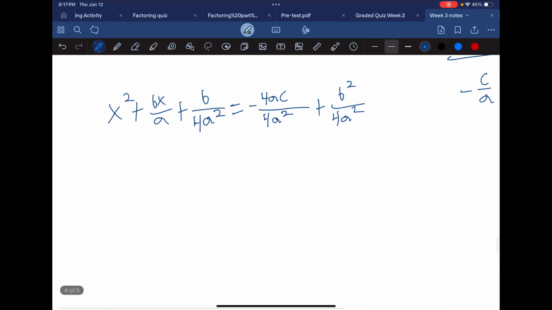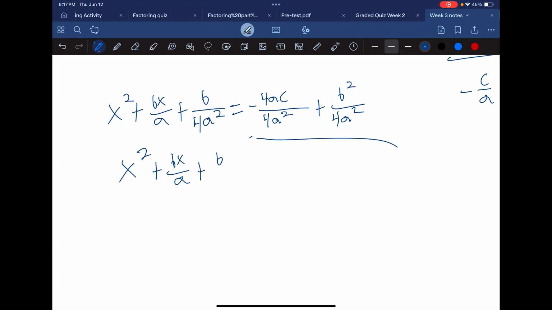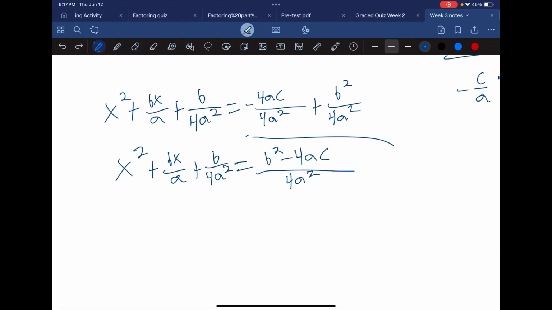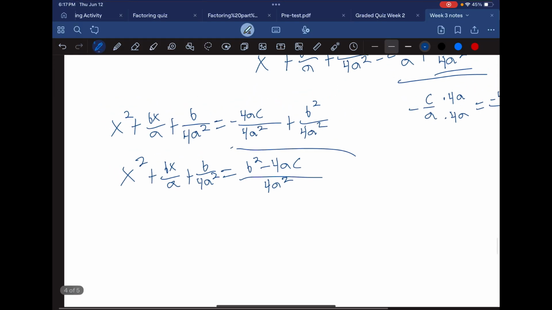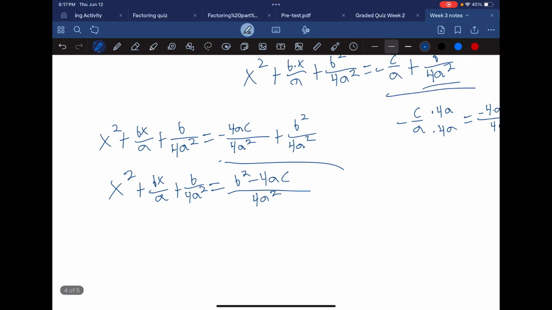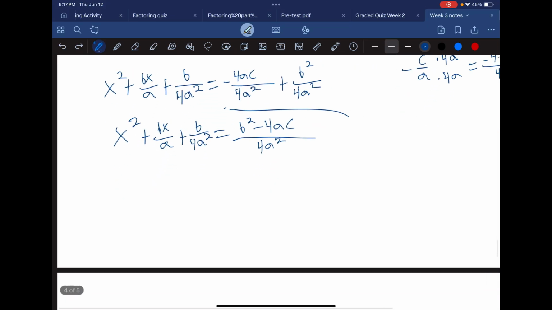So now we combine those, x squared plus bx over a plus b over 4a squared equals b squared minus 4ac over 4a squared. All right, and now the next step would be to take the square root of both sides, but it would be very complicated to take the square root of this side the way it is now, so we are going to turn it into a perfect square.